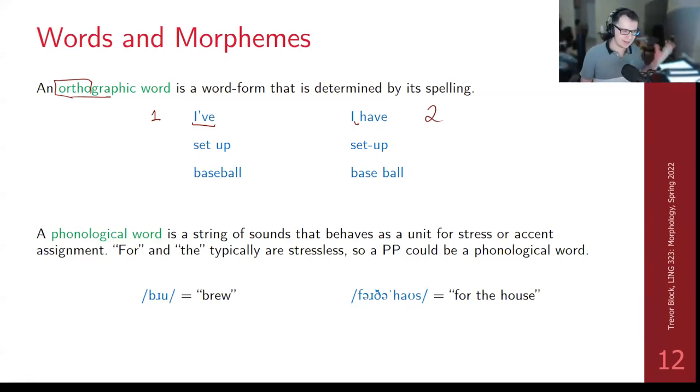Now, when we think about I've and I have, they both mean the same thing. And I've is really just a contracted form of I have. So should it be one word? That's a question for later. Words like setup, which can differ depending on the position of where it is in a sentence, or if it's a verb or noun. If you have set up with a space, we'd say, oh, that's two words. But if set-up has a hyphen in there, we'd say, well, it's hyphenated, so actually it's one word.